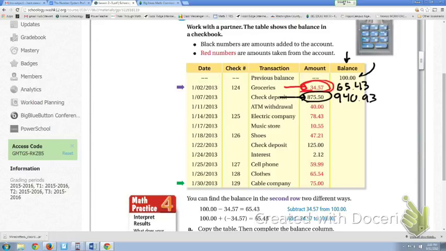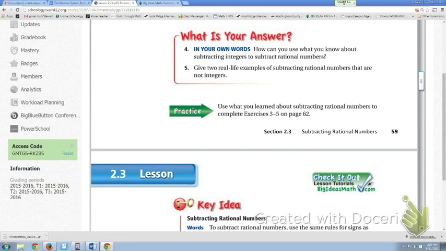And once you get to the very bottom, there are two questions I want you to consider. Your first question is, how can you use what you know about subtracting integers to subtract rational numbers? And give two real-life examples of subtracting rational numbers that are not integers. So where in the real world are you going to see subtracting rational numbers used?